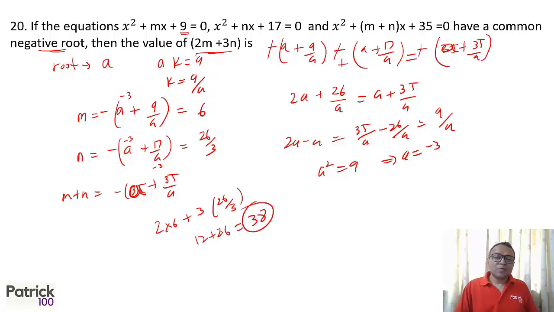So prefer to solve in one variable. Two variables take a little bit more time. Take one variable and try to solve. I took the common root as A, and from that I got the values of M and N, and equated M plus N. You get the answer.